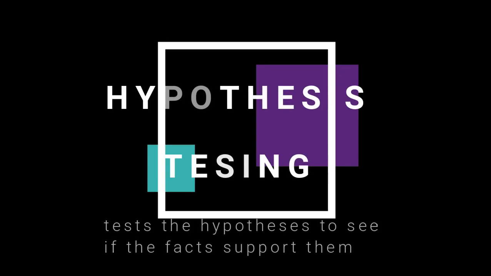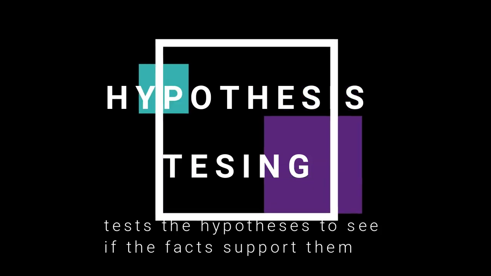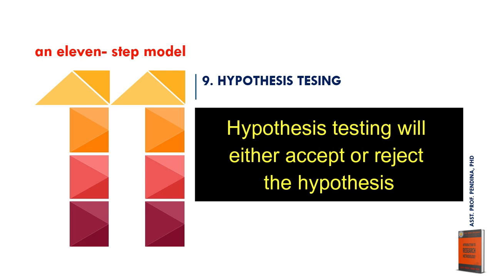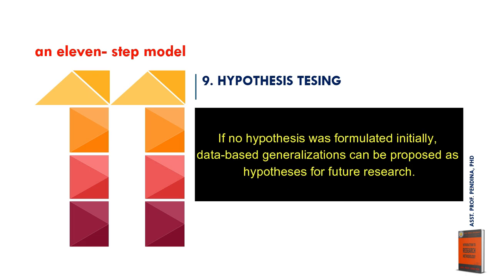Okay, step 9, hypothesis testing. After analyzing the data, researchers test the hypothesis to see if the facts support it. This involves using statistical tests like the chi-square test, t-test, or F-test, depending on the research objectives. Hypothesis testing will either accept or reject the hypothesis. If no hypothesis was formulated initially, then the data generalization can be proposed as a hypothesis for future research. In step 10, generalization and interpretation.